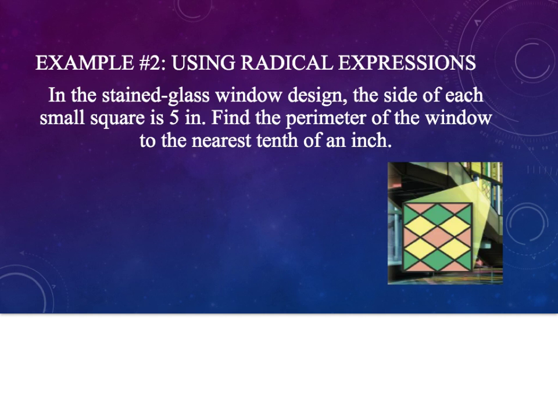Alright, example 2. It says, in the stained glass window, the side of each small square is 5 inches. Find the perimeter of the window to the nearest tenth. Alright, so think about it, if each side of a square is 5, and what we have is the diagonal, remember Pythagorean theorem says a squared plus b squared equals c squared. So really we have 5 squared plus 5 squared equal to c squared, which we don't know. That's 25 and 25. So 25 plus 25 is 50.